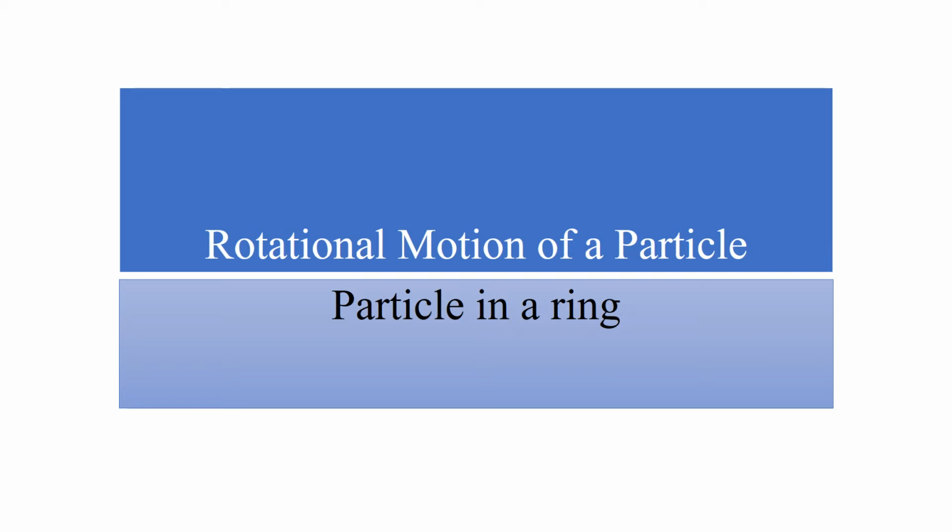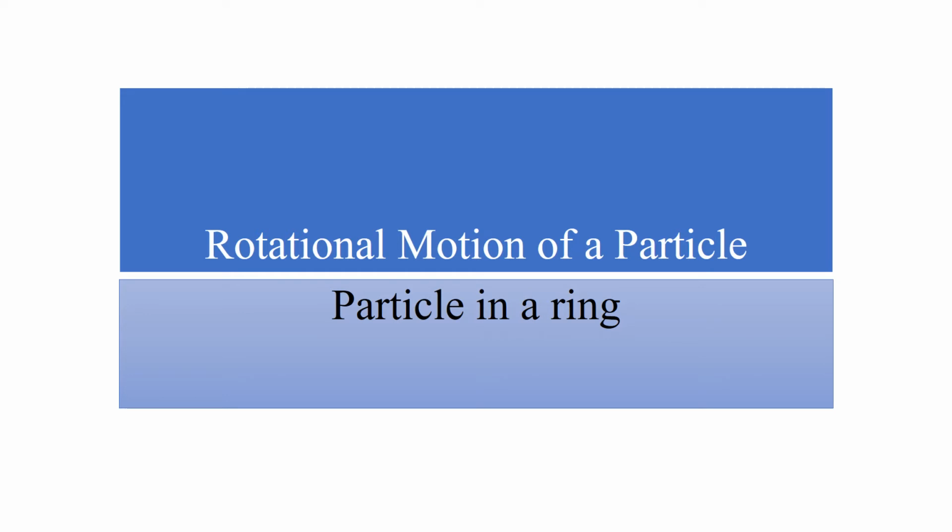Rotational motion of a particle. Rotational motion of a particle deals with motion of a particle under the influence of a central field of force, for example, the motion of an electron around the nucleus of an atom. For a single particle executing such a motion, the Schrödinger equation can be solved exactly.